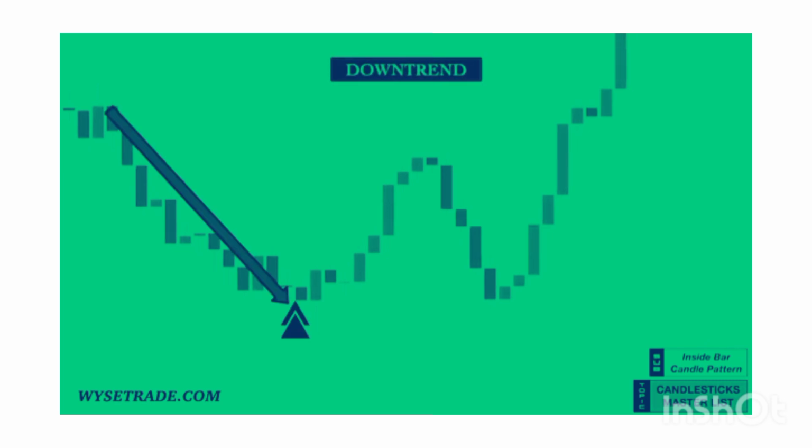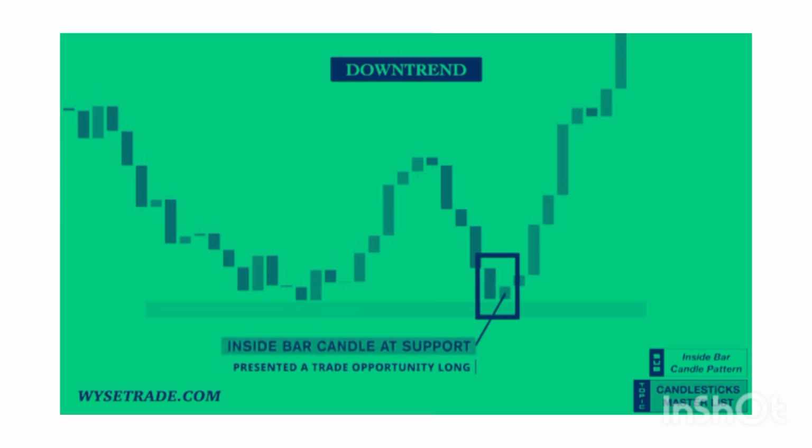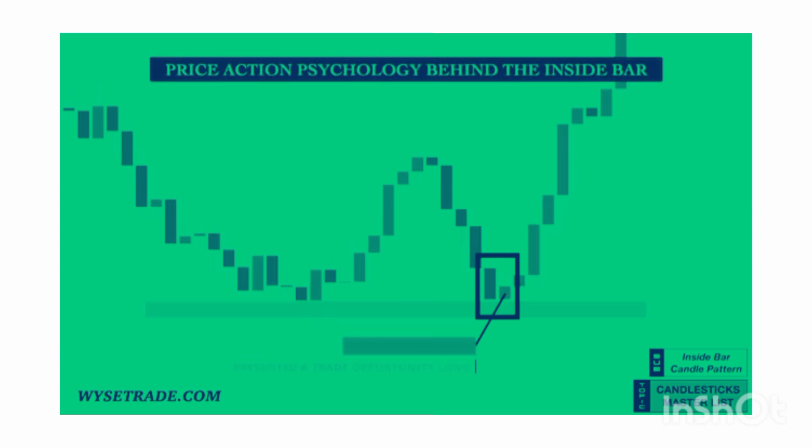Price came down, hit and reversed, giving you a key level of support. As price came back down, you had the inside bar form right at the key level of support, which presented a trade opportunity long. So what's the price action psychology behind this?